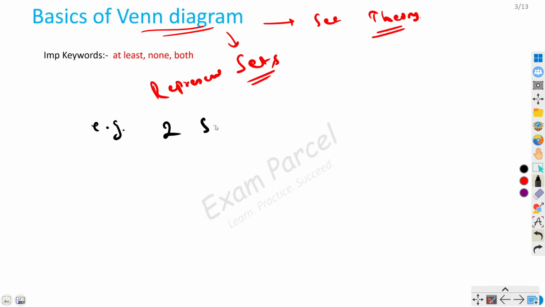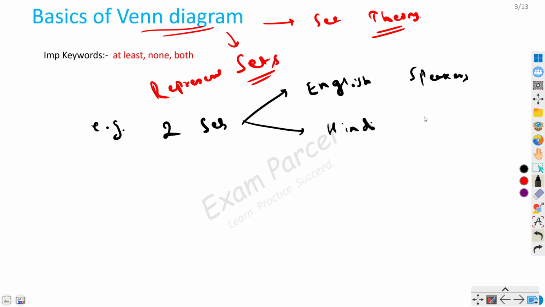So for example, let's say we have two sets. One is for English speakers and another is for Hindi speakers, right? So what we will do is we will denote each one of them with circles. So let's say English speakers is denoted by purple circle and this one is for black circle.